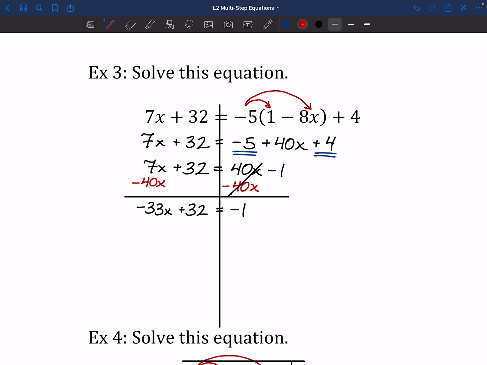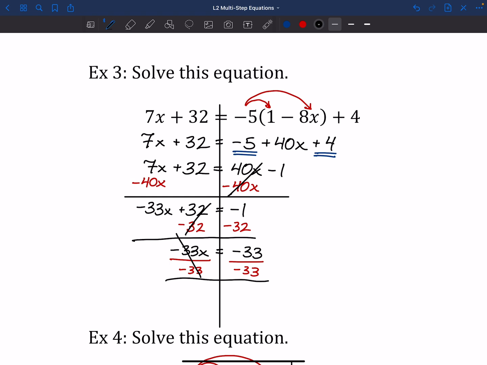Now that all my x's are on the left, I'm going to move this 32 away from it. When we do that, we're going to get negative 33x. The 32's are gone. And then negative 1 minus 32 more is going to bring me down to negative 33. Last but not least, just like before, we need to divide by that coefficient. So that negative 33 is out of there. We're canceling it out from the x's. And then x is 1. Which comes out a lot nicer than you might have thought when we were working with 33s and 32s.